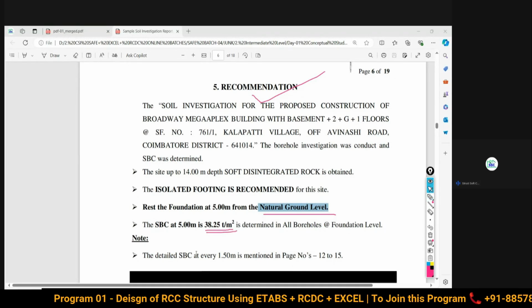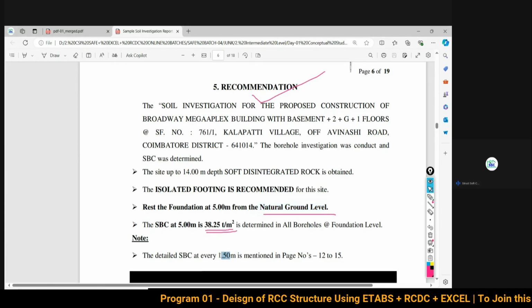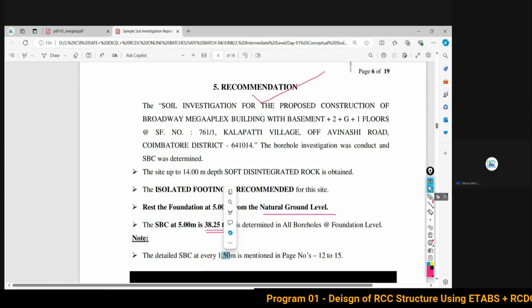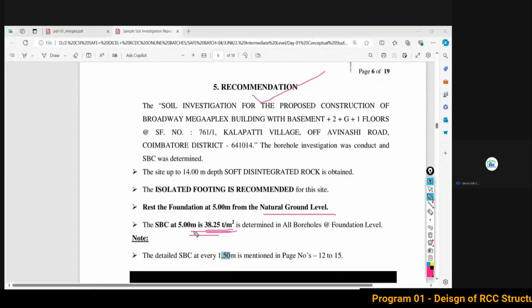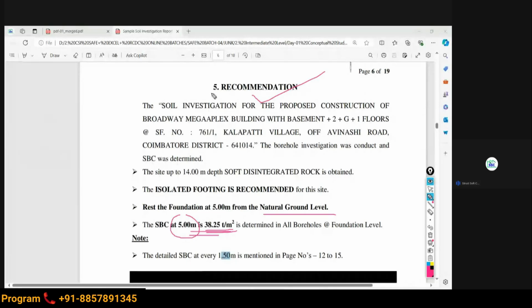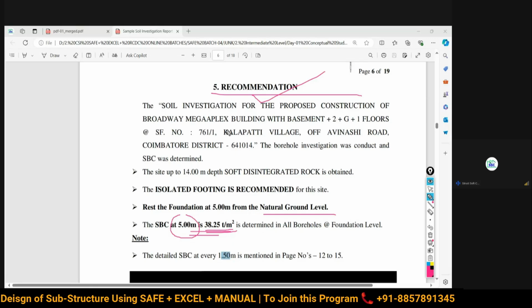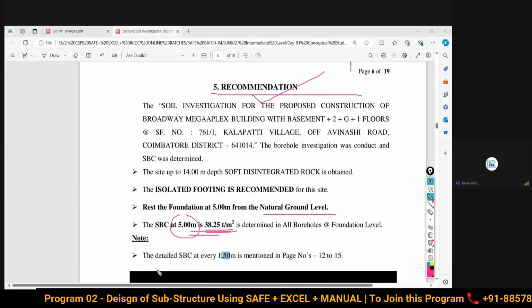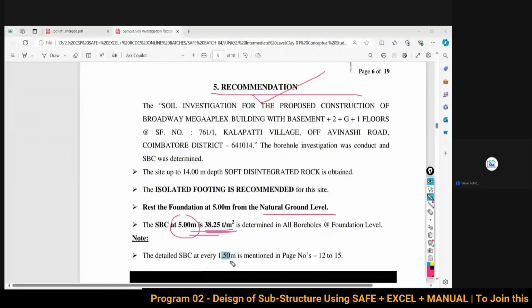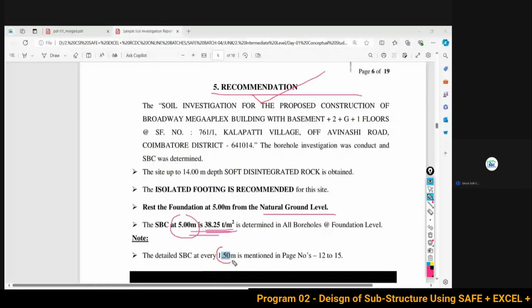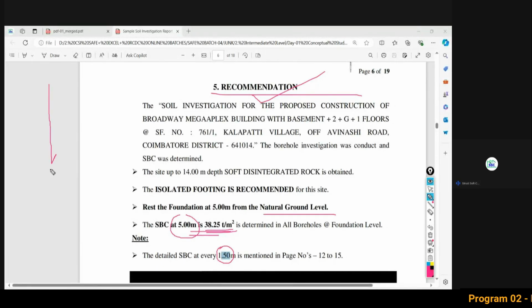Now the detail is the bearing capacity at every 1.5 meter. Here, directly at 5 meter, this is the bearing capacity they are getting. But suppose you say, sir, I'm not willing to go to this depth. This is what they are recommending. If you have the confidence and experience, then by using this report you can choose another depth. They are giving the SBC of the soil at every 1.5 meter interval, and as is quite obvious, if you go deeper, the SBC is going to increase.